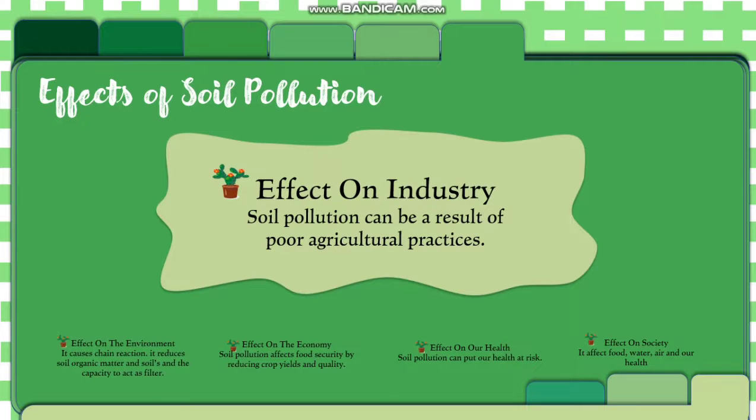So next, we have effect on industry. Soil pollution can be a result of poor agricultural practices. So kapag unstable ang agricultural practices, ay pwedeng ma-reduce yung soil organic matter. So kailangan maging sustainable ang agricultural production practices para ma-ensure ang current and future global food security.